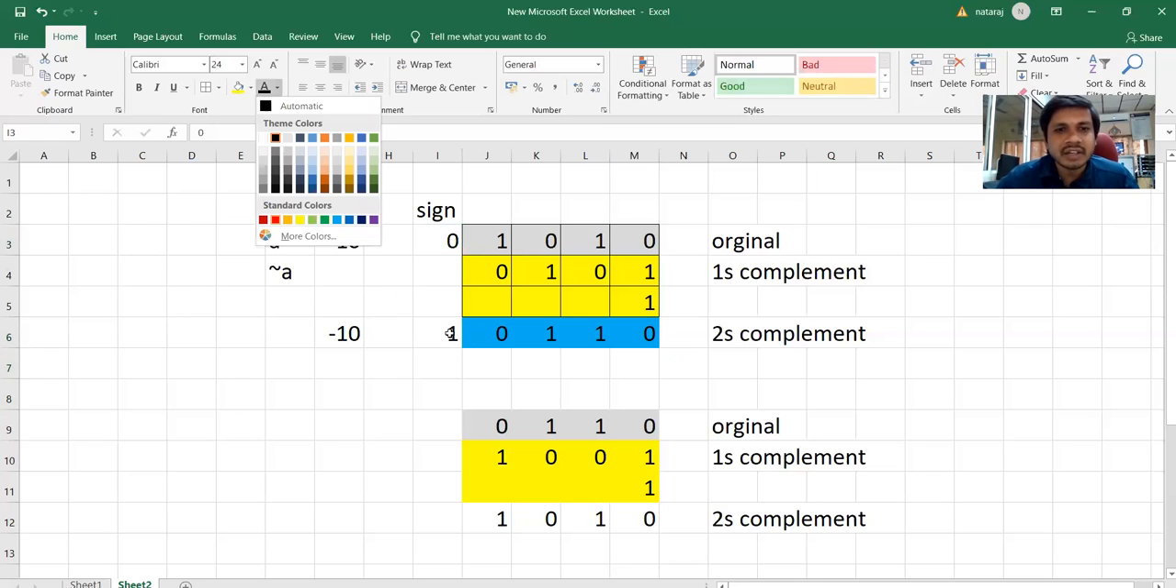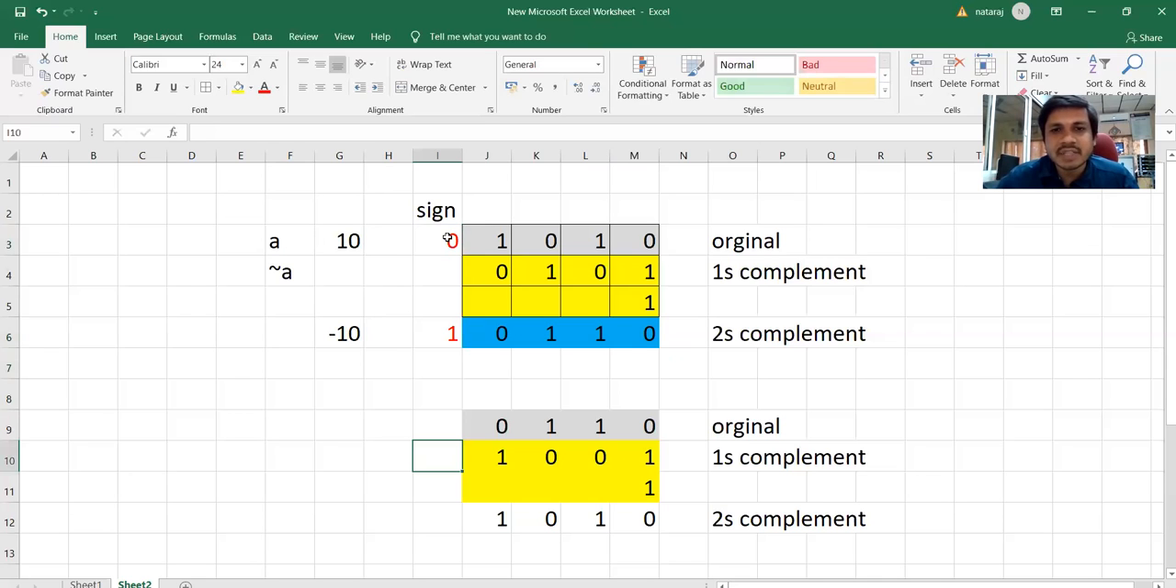I'm making it red. Sign bit. If the sign bit is 0, it is the positive number 10. If the sign bit is 1, it is a negative number. For minus 10, the 2's complement of 10 is calculated and stored in memory.